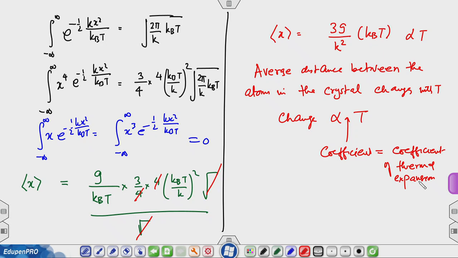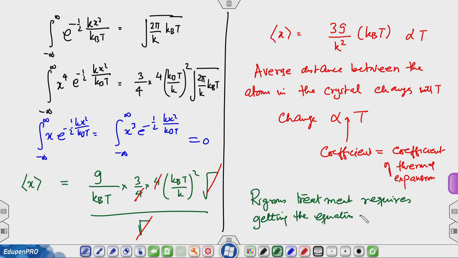A rigorous quantum mechanical calculation requires calculating the change in the volume of the crystal with temperature using its equation of state, which we are not doing, but the basic idea has been given. So, the rigorous treatment requires getting the equation of state for the system.